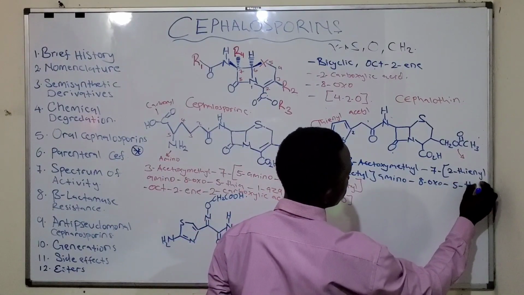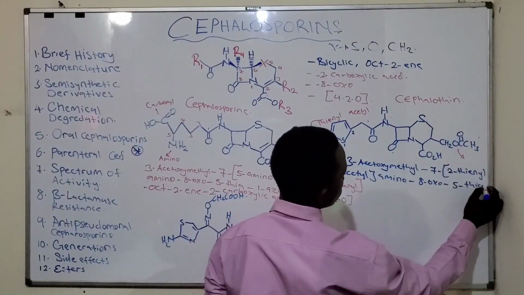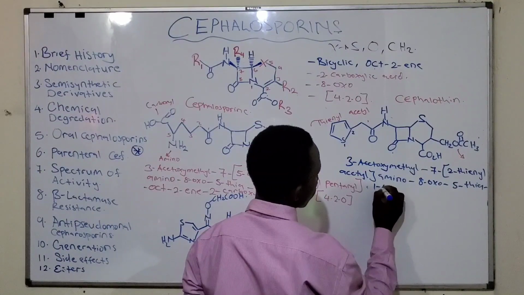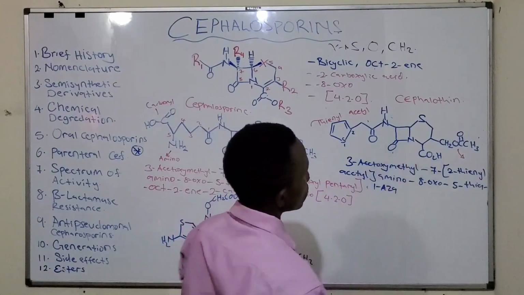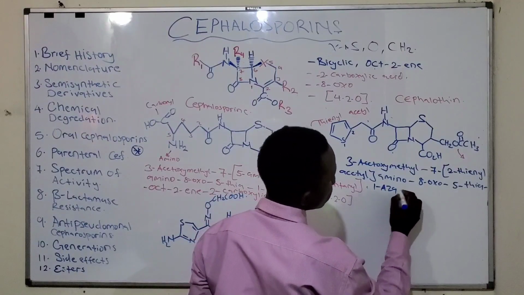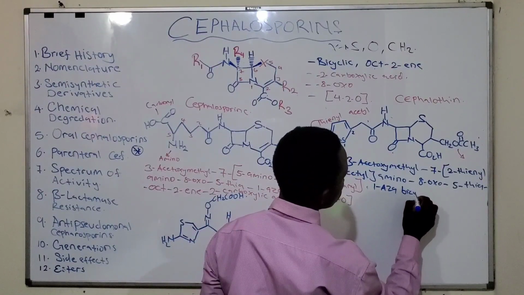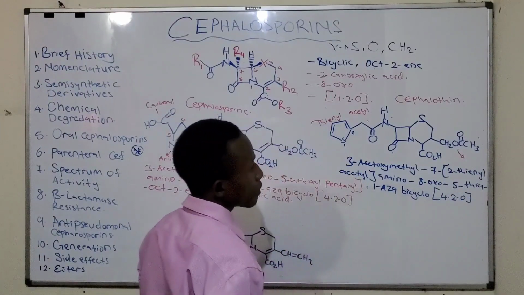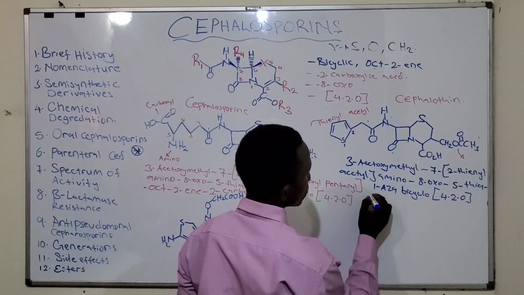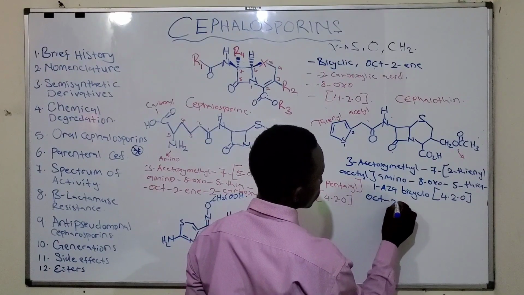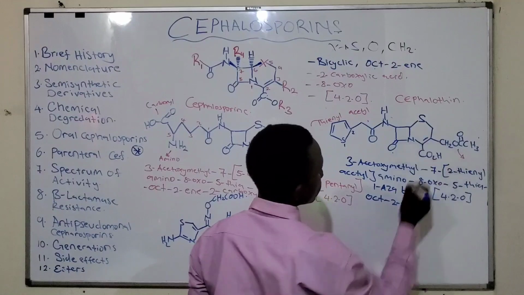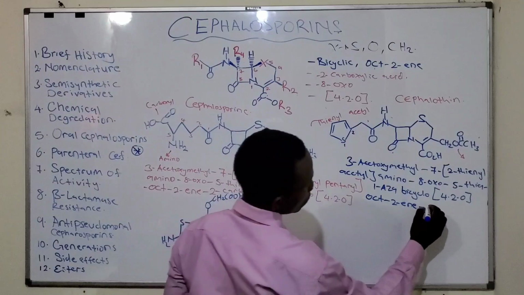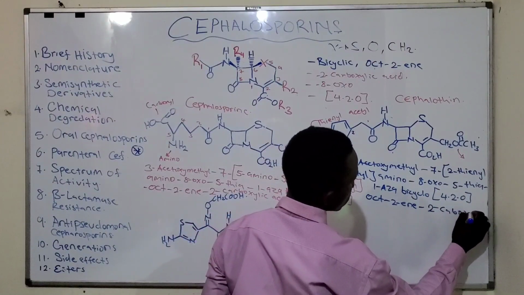5 thia, this one, 1 aza, this one, 1 azabicyclo 4 2 0. So it's an octane. So octane 2 ene. There is a double bond here, so it's oct 2 ene 2 carboxylic acid.